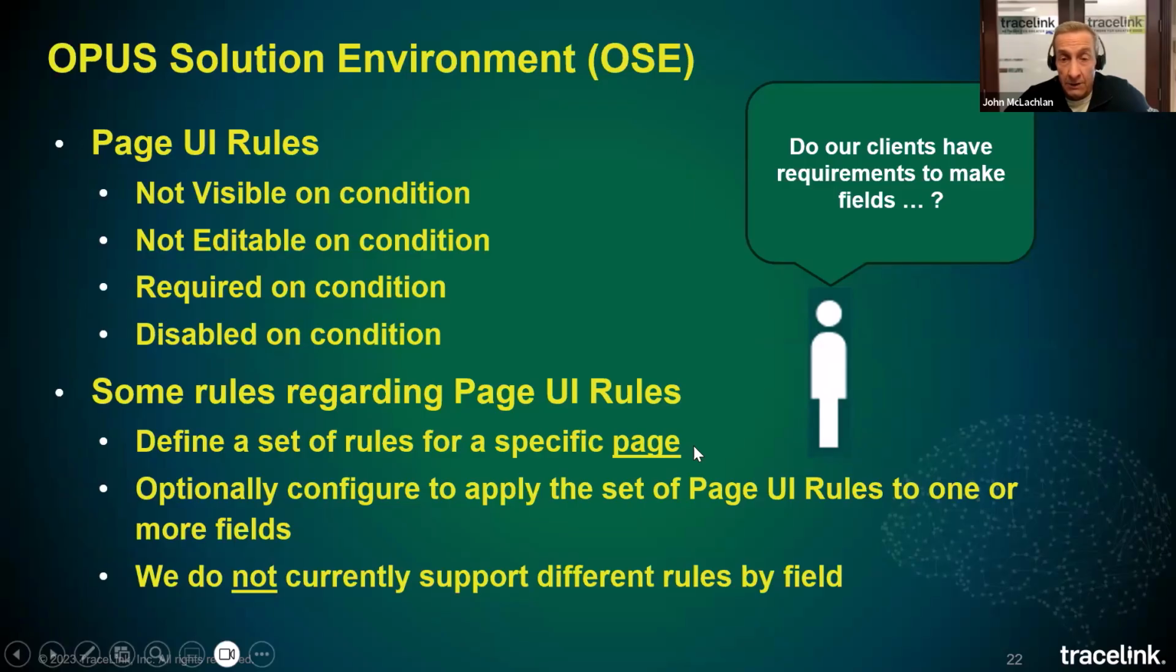And we usually see this on the view edit page. Once those rules are in place, think of it as a two-step process. I define my rules, and then I optionally have the capability to apply those rules to one or more fields. So I can define a condition for fields being not editable and apply that to just one field, or I can apply that same rule to multiple fields.